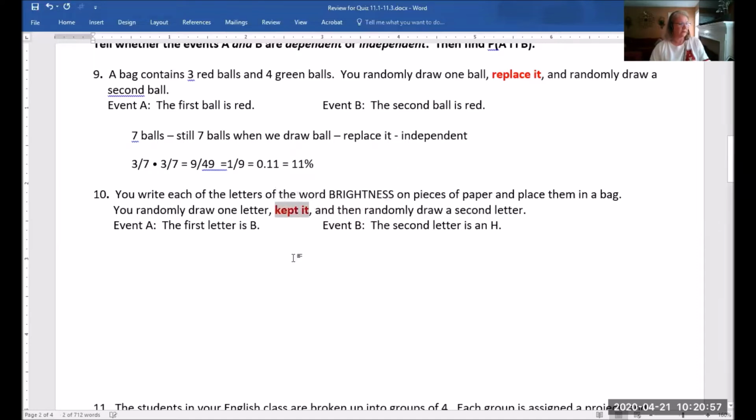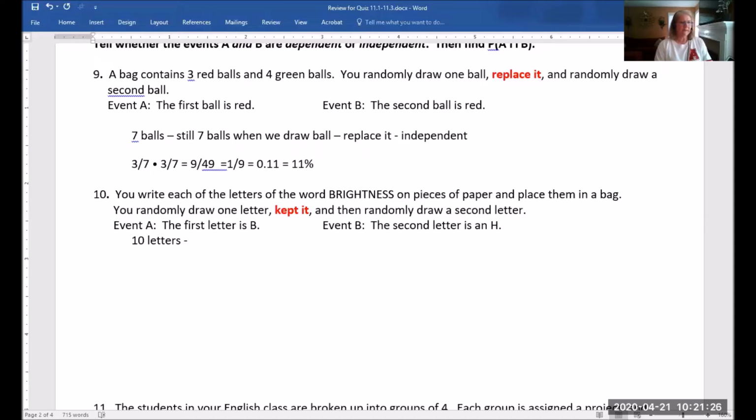Do you understand? So again, what do we have to do first? We have to count how many letters are in the word brightness. So we got 1, 2, 3, 4, 5, 6, 7, 8, 9, 10. So there's 10 letters. That's always going to be our denominator. So this time we're starting with 10 letters, right? So we got 10 letters. And this time we're keeping it. We're changing the way it was on your original review to keep, okay?